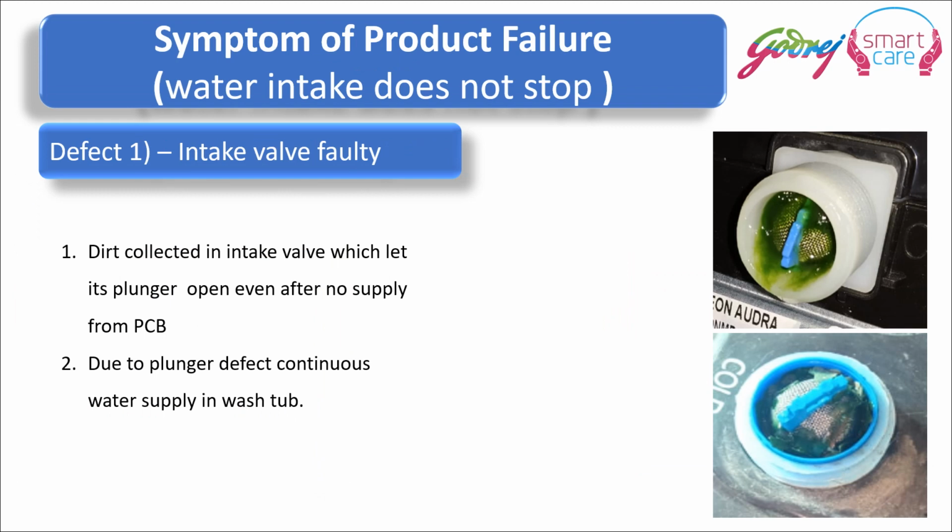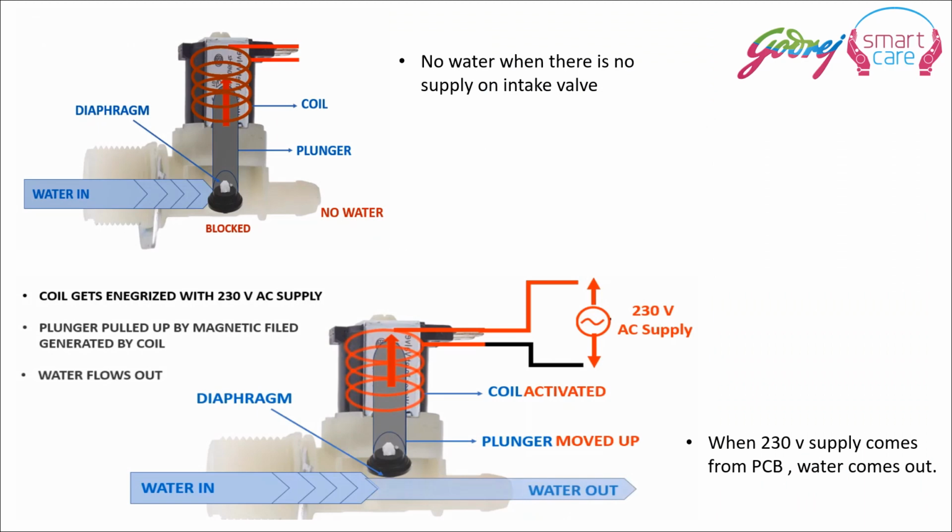In case of intake valve defect, we have to check the dirt collected in the intake valve, which led to the plunger staying open even after no supply from the PCB. Due to the plunger defect, continuous water supply is there in the washer. No water when there is no supply to the intake valve. The coil gets energized with 230 volt AC supply. The plunger is pulled up by the magnetic field generated by the coil. Water flows out when 230 volt supply comes from the PCB.